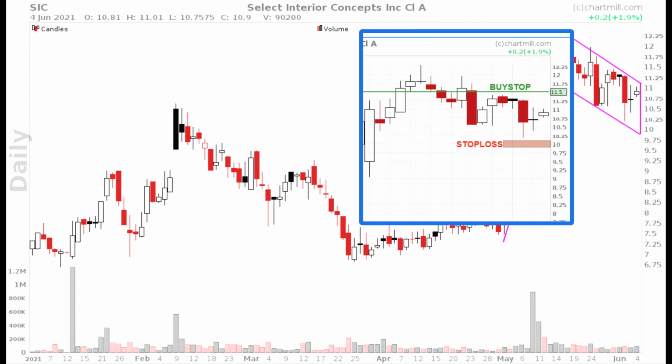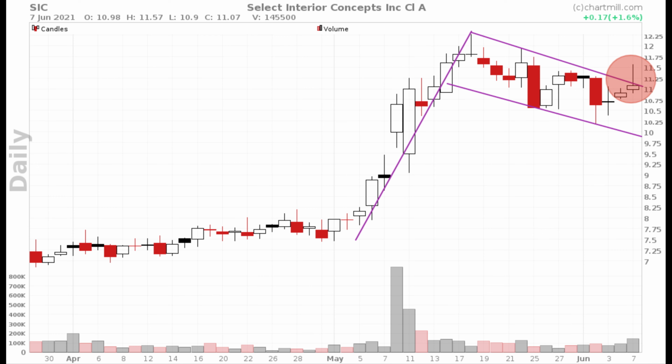This is what happened at the end of the trading day. The breakout from the flag pattern proves false. At the end of the day, the price still closed within the flag pattern, which again invalidates the setup.